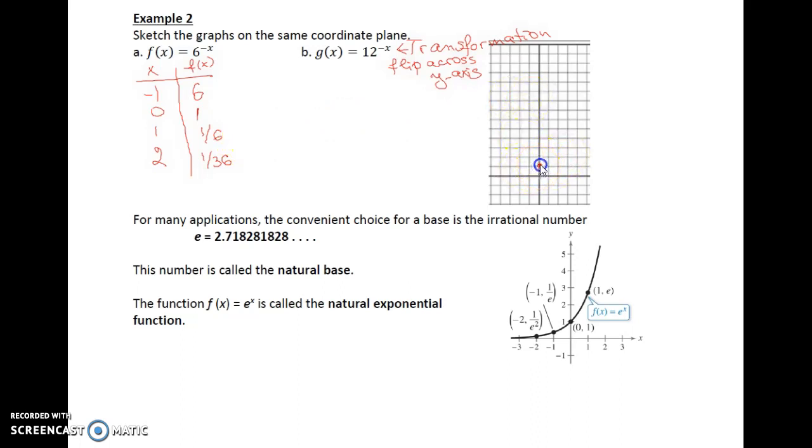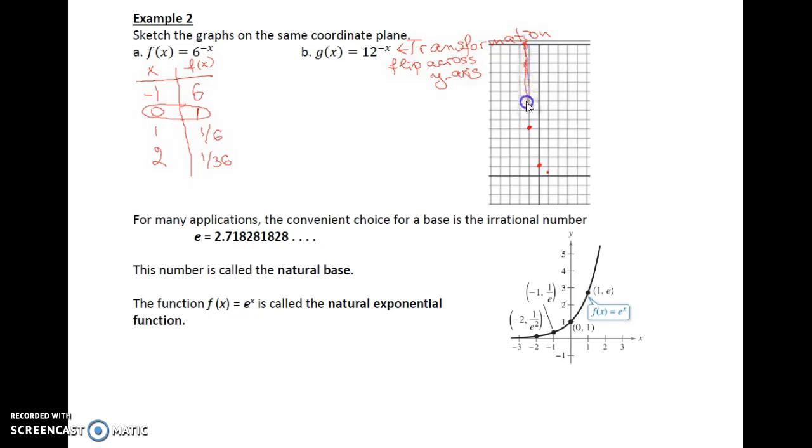Once again, look at this. My point that will always be there, 0, 1, even though I have a negative exponent, I still have that same point of 0, 1. This time when I go to -1, I'm going to have a value of 6. Already the next value will be outside of my graph, of my coordinate plane. And this one is super steep. It is decreasing very, very, very quickly.